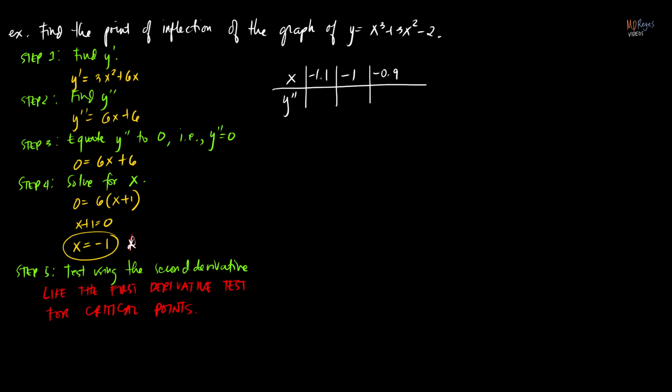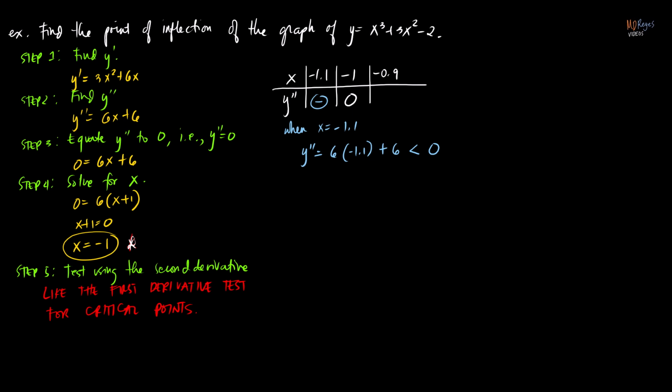Okay, we know that y double prime is equal to 0 at x equals negative 1. So we just have to look at the sign of y double prime when x is equal to negative 1.1. What is the sign of y double prime? This is the function y double prime, so it's 6 times negative 1.1 plus 6. We just want to know whether this is positive or negative, and obviously this is negative, because 6 times negative 1.1 is definitely greater in magnitude than 6, so this is a negative number.